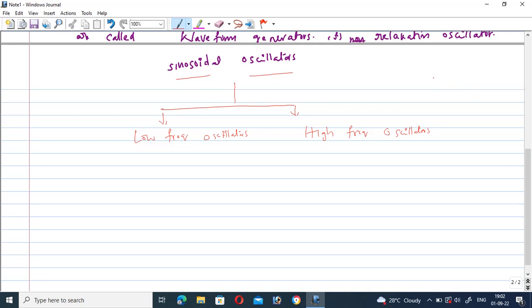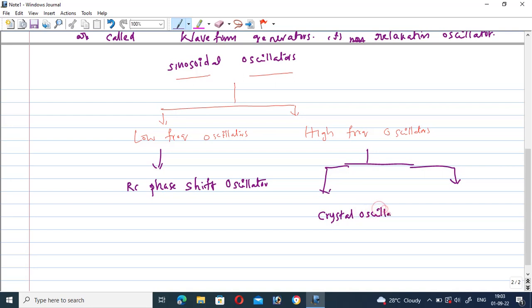Just I will mention the names only. We call it an RC phase shift oscillator. The high frequency oscillators can be classified as crystal oscillators or LC oscillators.